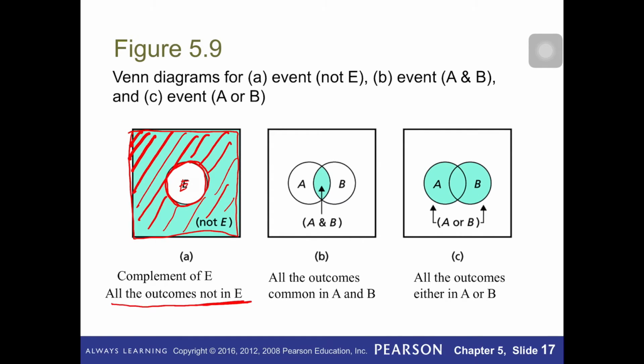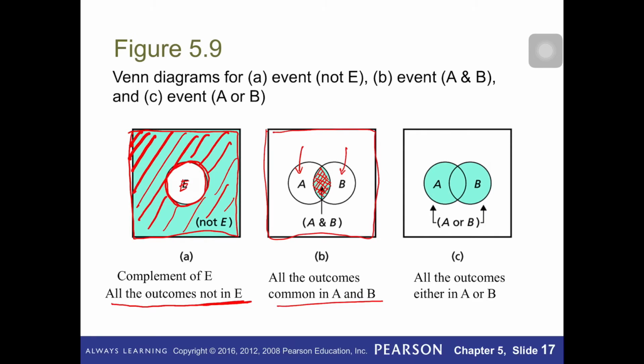Okay, A and B. This is my sample space, this is my A, this is my B. So both A and B should be there. So what is the area? This area, both A and B should be there. If you consider this area, only A has this area. If you consider this area, only B has this area. So in this case A and B means you have to consider both, the common area that belongs to A and B.